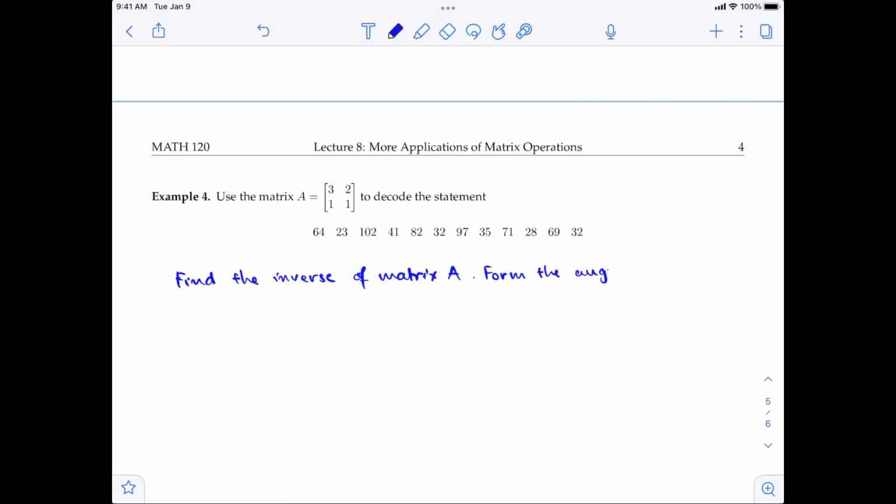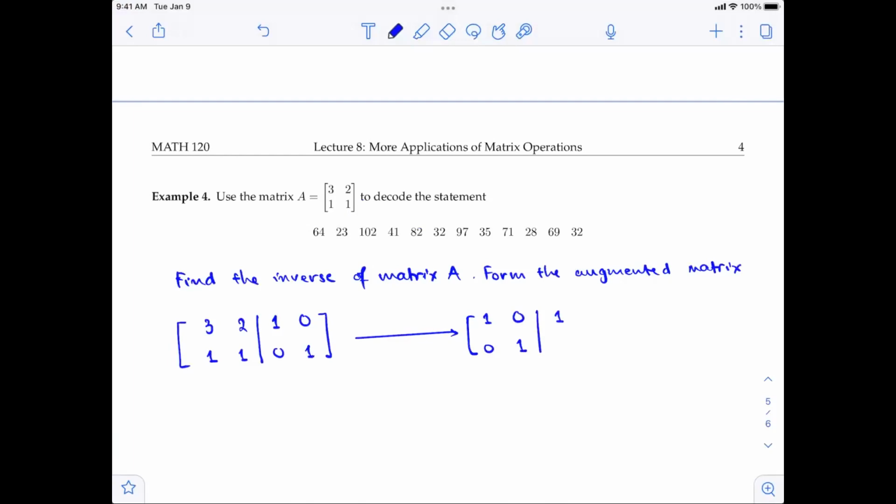All right, so you form the augmented matrix of the form 3, 2, 1, 1, vertical line, 1, 0, 0, 1. And then you perform the Gauss-Jordan elimination method or the elementary row operations. And we're going to get 1, 0, 0, 1, vertical line, 1, negative 2, negative 1, 3.